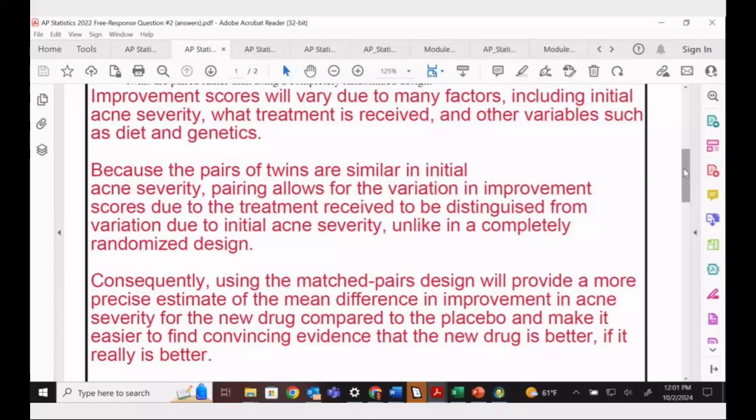So things that you had to have on this part of the question for it to be considered a fully complete answer.